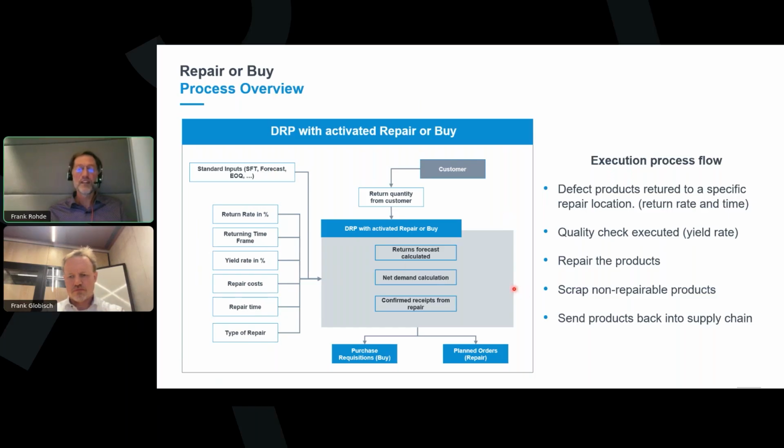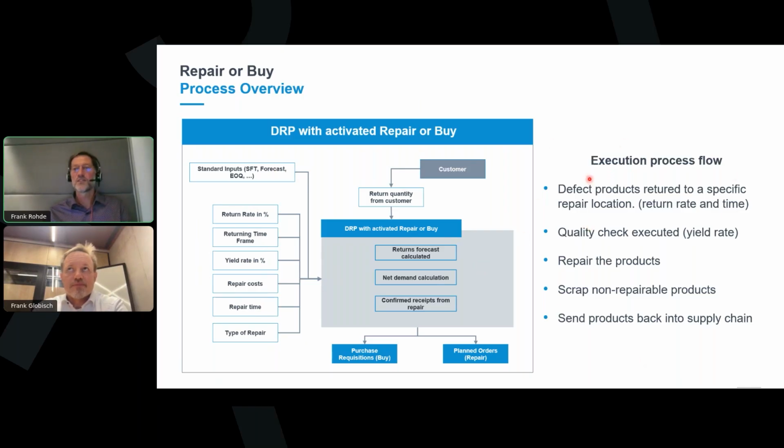What is DRP doing then? So it calculates a return forecast, and then it's doing a net demand calculation, and it's creating confirmed receipts for the repair. So any planned order for repair is, from the planning point of view, considered as a receipt, of course. And if that is not sufficient, it will propose a new buy for this product.